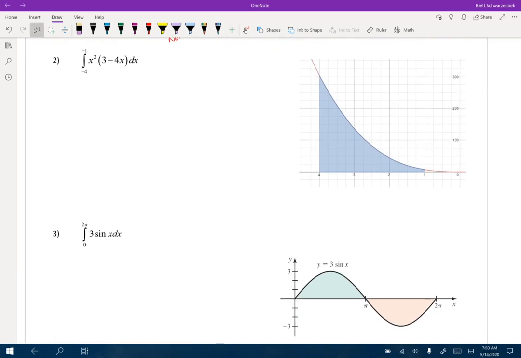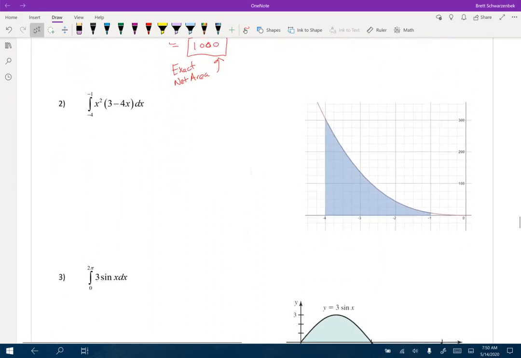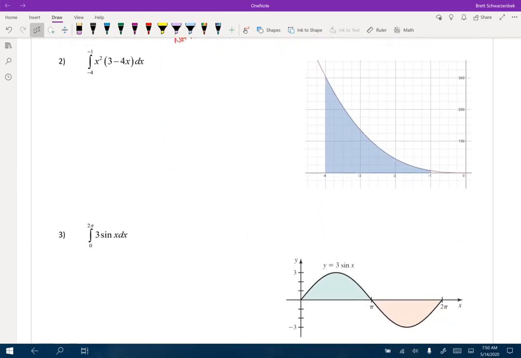So just to reiterate, what's the difference between an indefinite and a definite integral? The indefinite integral is aimed at finding the full antiderivative of the function plus c, whereas a definite integral's goal is to find the area under the curve.